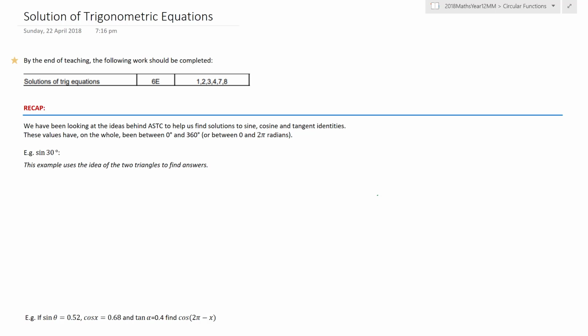Now, if these are not two words to strike fear into everybody in mathematics, I don't know which are. Trigonometric equations. Trig and equations. Hello, trig and equations. What are we doing?